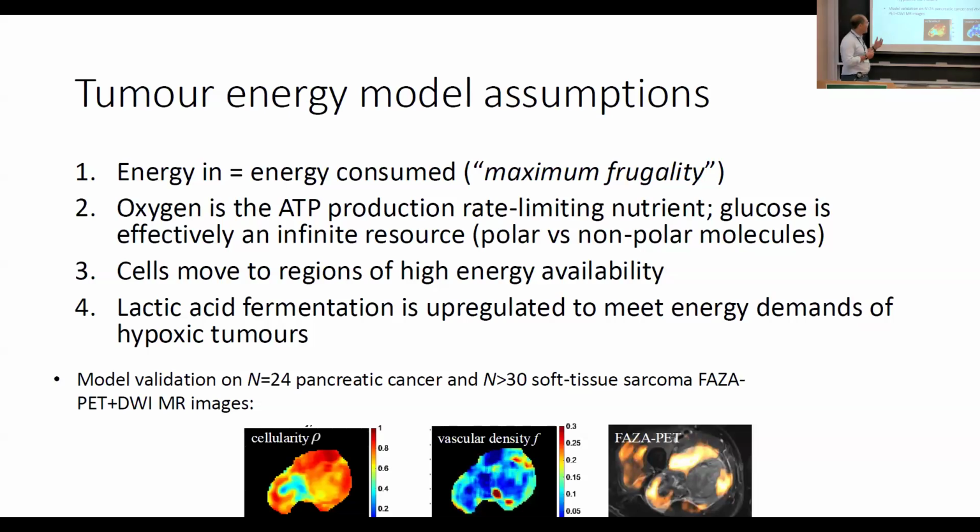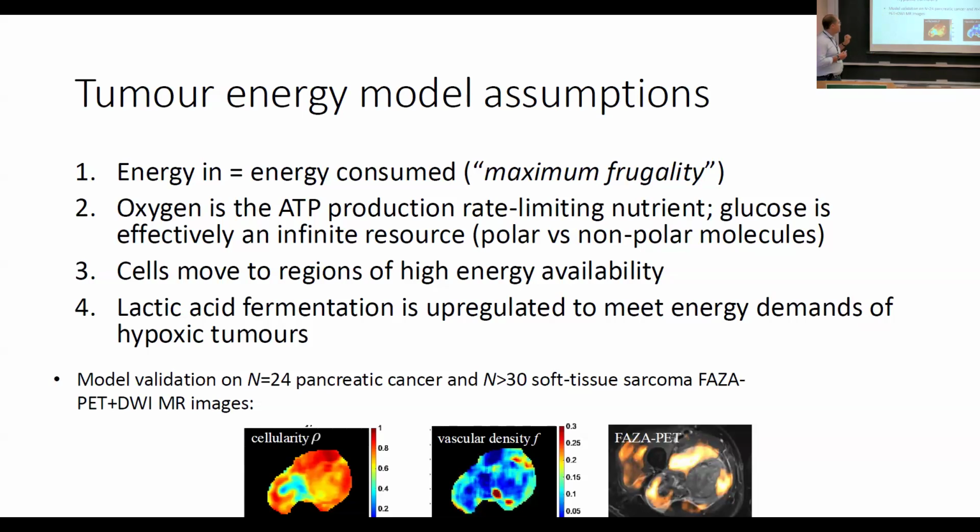And the fourth is lactic acid fermentation. Tumors, of course, have two primary metabolic pathways. They can undergo oxidative phosphorylation when there's lots of oxygen. Then they can also, and traditionally do, revert to a pathway where they're primarily relying on lactic acid fermentation. I'm going to assume that that's upregulated to meet energy demands of hypoxic tumors. Critically, I'm not going to say anything quantitative about that because that's the subject of a lot of work.